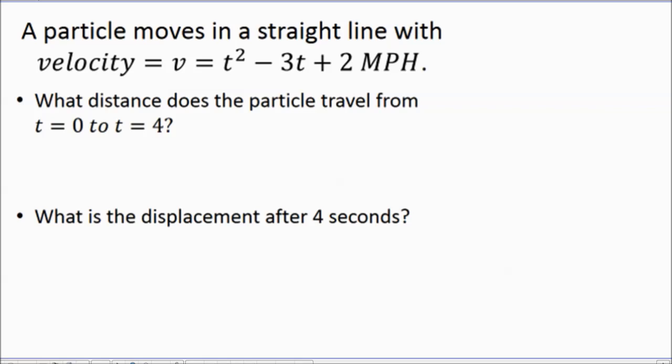Okay, in this one, we're told the velocity. We're told that it's in miles per hour. And this one is a more interesting velocity. I mentioned in our first example that sometimes they're going to be more interesting than just linear, and this one is quadratic. And so we have a couple questions here. We need to talk about distance and displacement. So before we get into the nuts and bolts of it, let's talk about what those mean.